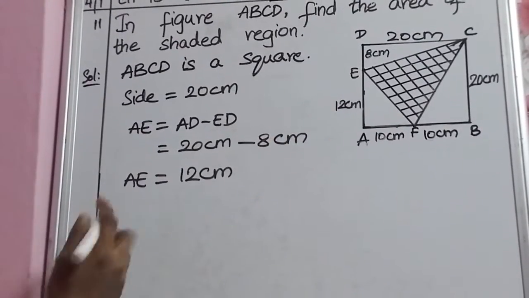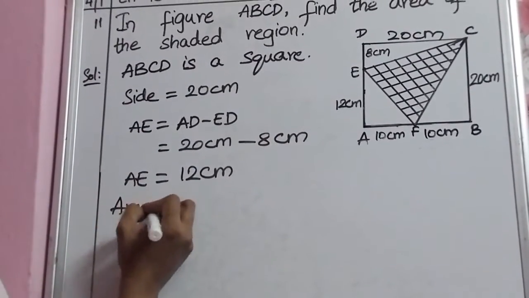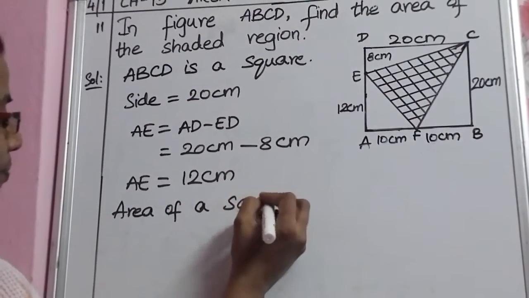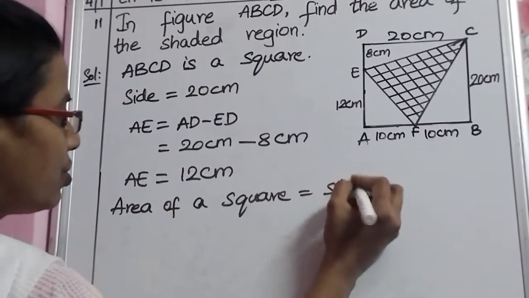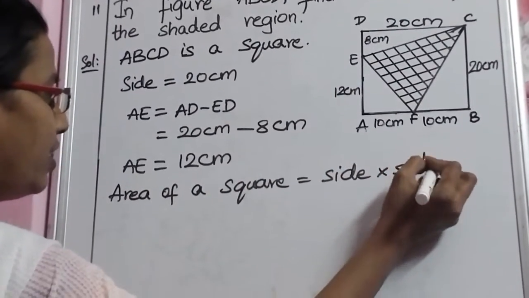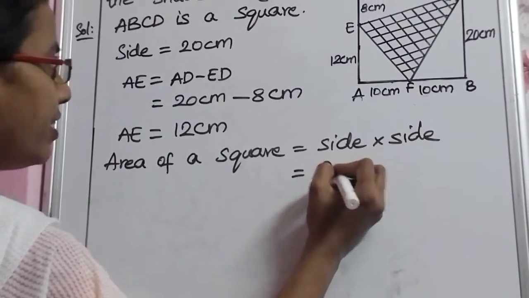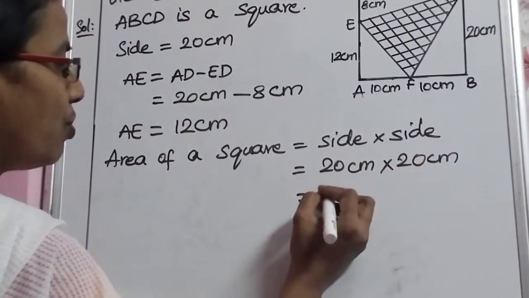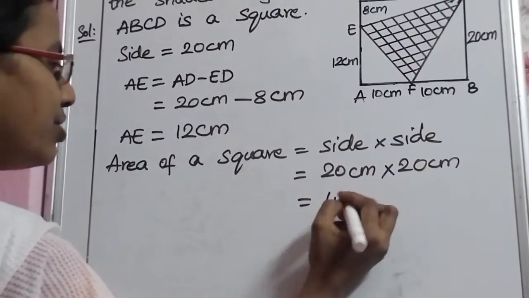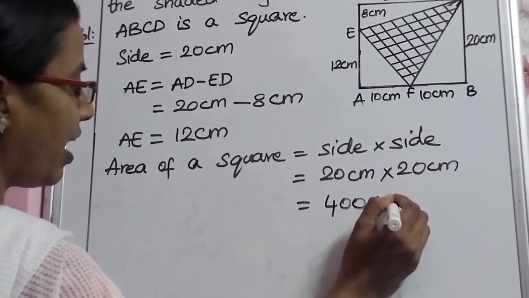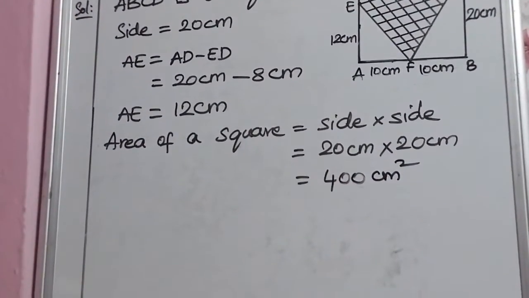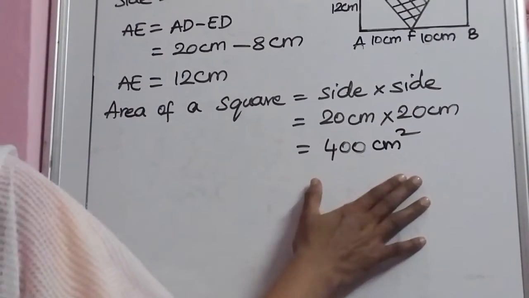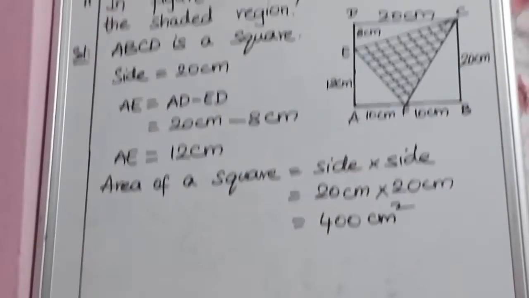Understood this? Okay. So area of a square. What is the formula? Area of a square is equal to side into side. So one side is 20 centimeters into 20 centimeters. 2 2s are 4. Here 1 zero is there and here 1 zero. So 2 zeros you should add. And centimeter into centimeter is square centimeter. Now what we are going to do? We have found out the area of the complete square.